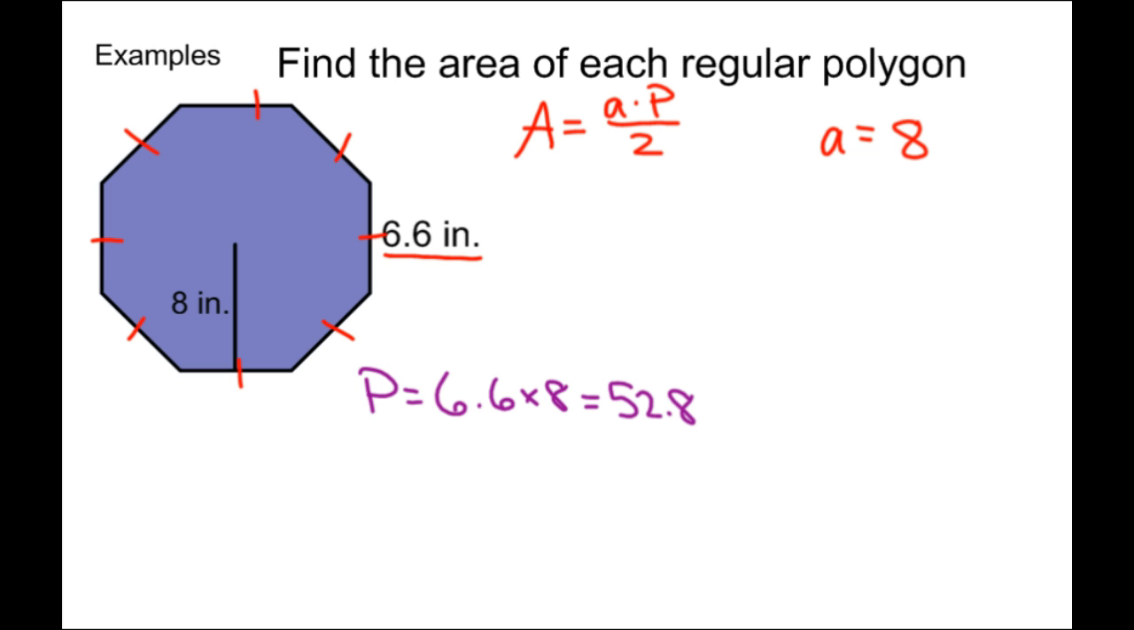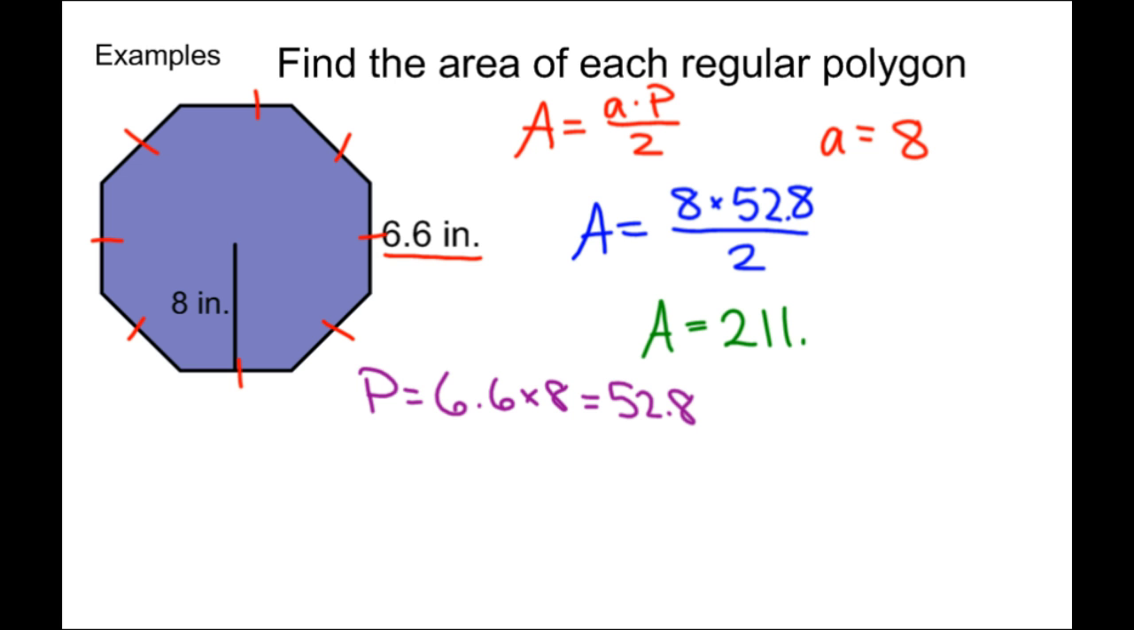Now all we have to do is plug in our pieces. Our area equals our apothem, 8, times our perimeter, 52.8, divided by 2. You can plug that into your calculator to get the area equals 211.2 inches squared. That's a pretty straightforward, quick problem. They're not all going to be as straightforward and quick as that one. If that went too fast, go ahead and pause it, rewind it, and rewatch it.